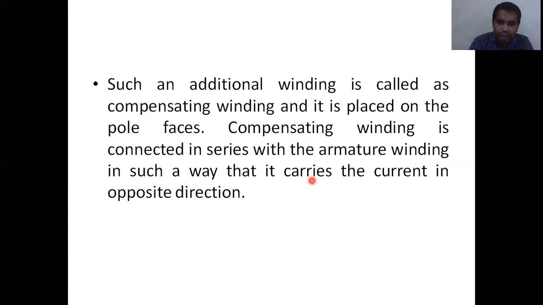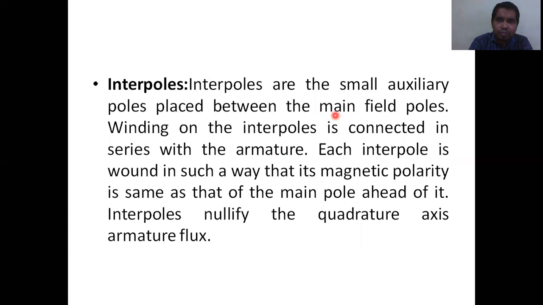Another one is the interpoles. Interpoles are small auxiliary poles placed between the main field poles. Between the main field poles, we keep the interpoles, and the interpole winding is connected in series with the armature. Each interpole is wound in such a way that its magnetic polarity is the same as that of the main pole ahead of it. So interpoles nullify the armature flux. So these interpoles are also used between the main poles, right?